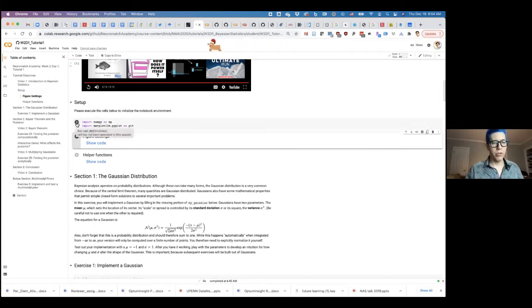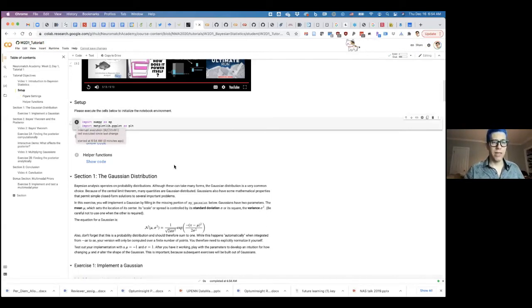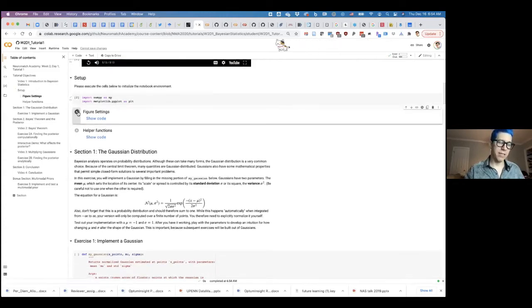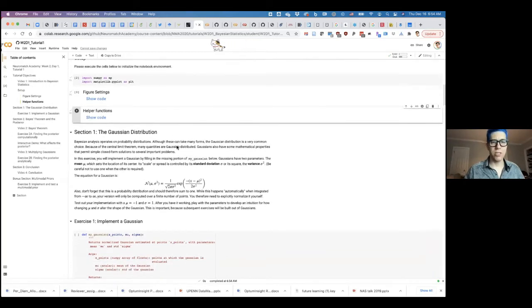Why do we need to do that? In Python, we will use packages like NumPy and matplotlib, and we need them. So we'll run this. Therefore, now we have NumPy loaded. We use figure settings. This is just so that we can meaningfully see things. And we need a few helper functions.